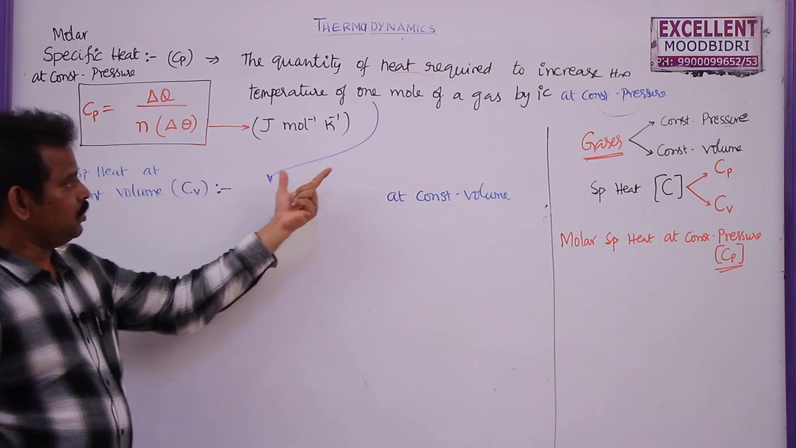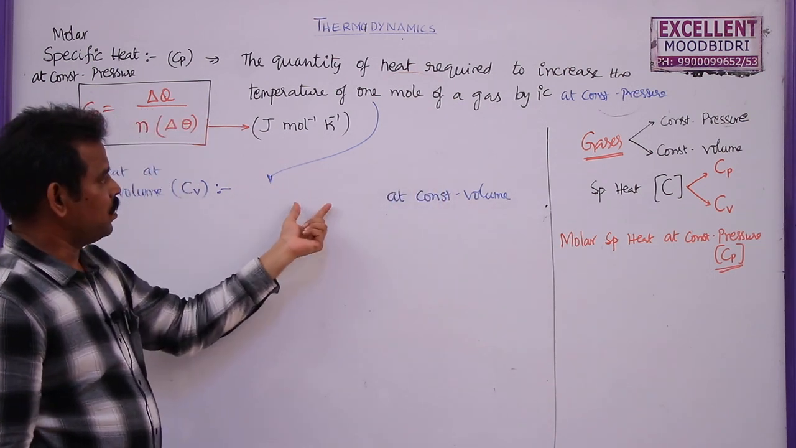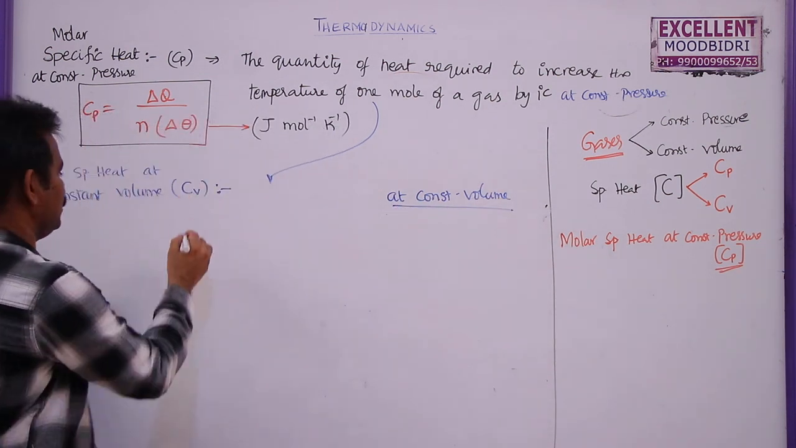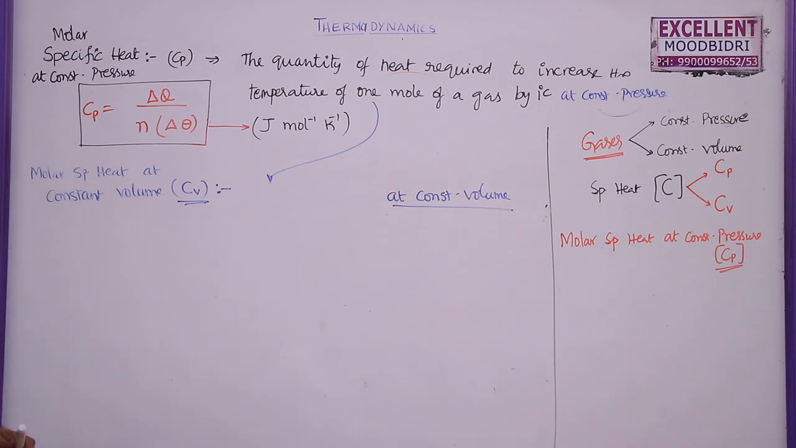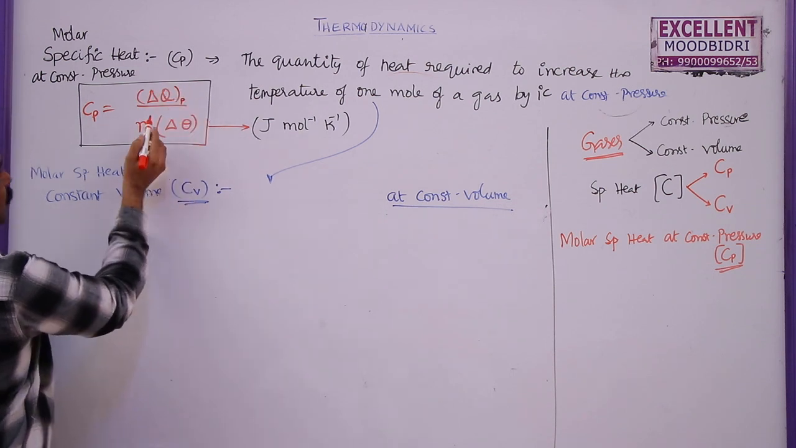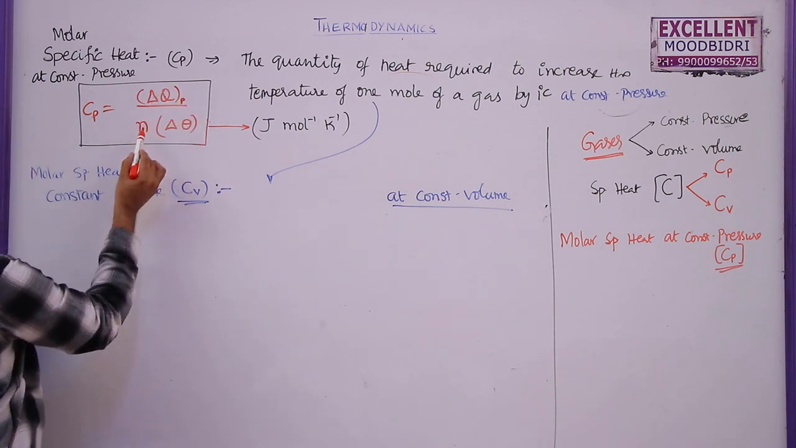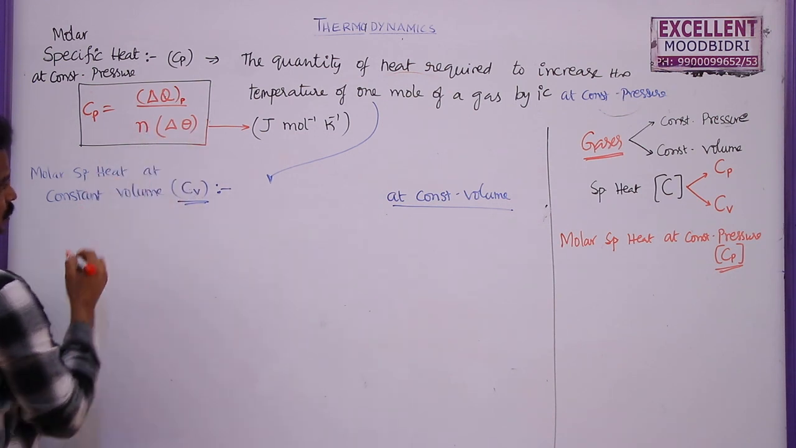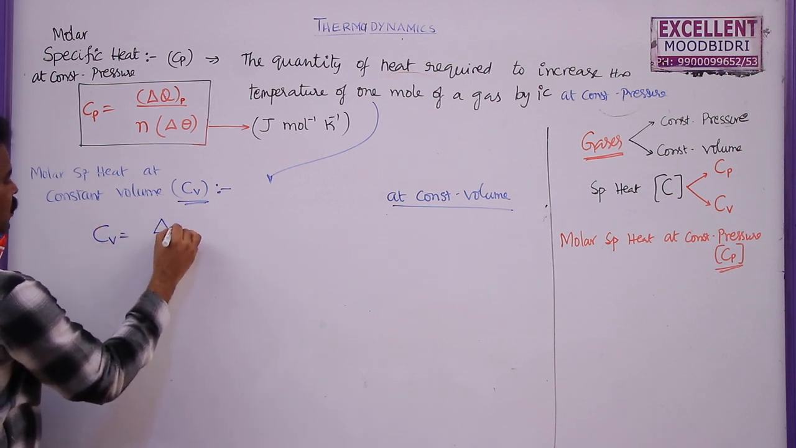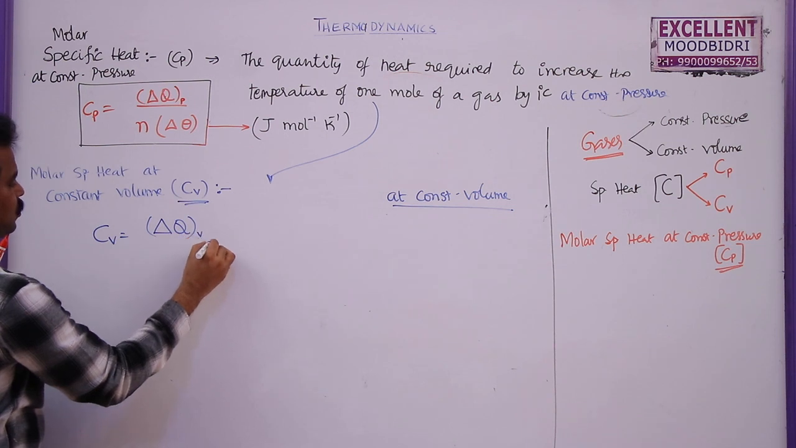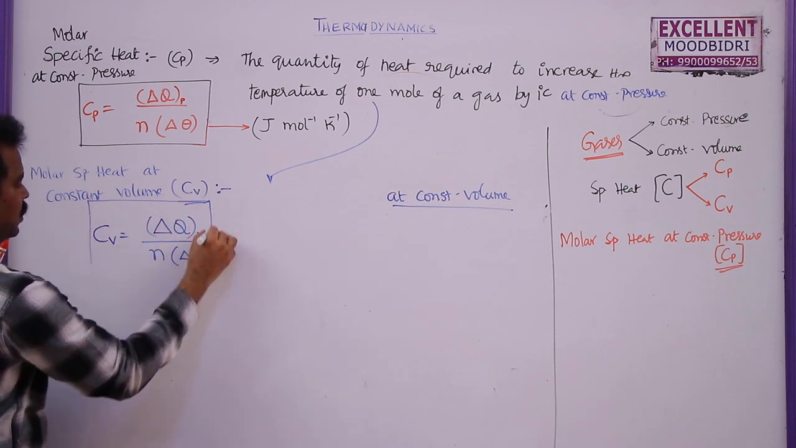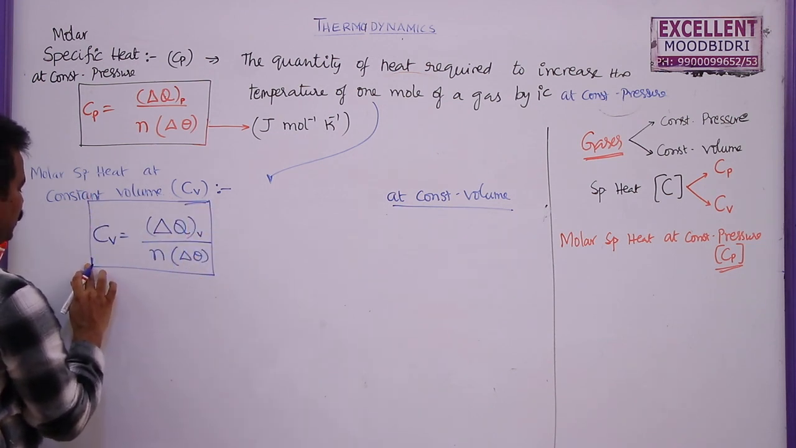So the definition is the quantity of heat required to increase the temperature of 1 mole of a gas by 1 degree centigrade at a constant volume. Then you will get Cv here, specific heat at constant volume. So while writing the definition also, here Cp is equal to dq at P, that is quantity of heat supplied at constant pressure for n moles of gas to increase temperature by delta theta. So what is Cv now? Cv is given by the quantity of heat supplied to a gas at constant volume by number of moles into change in temperature. So this is the definition of Cv.